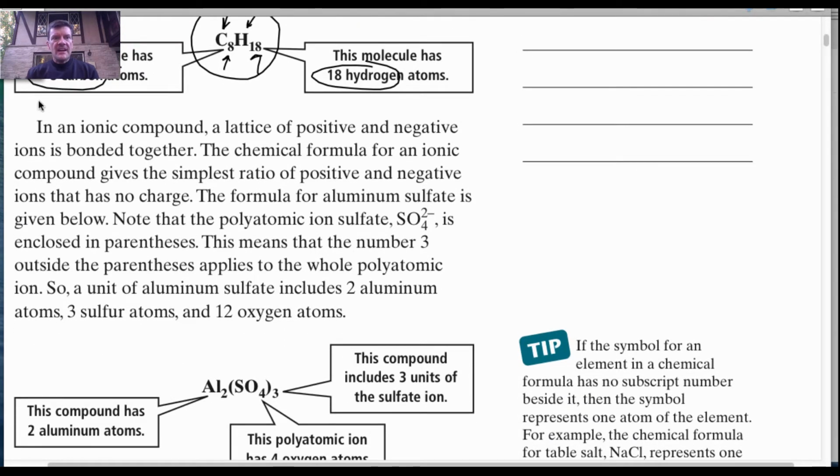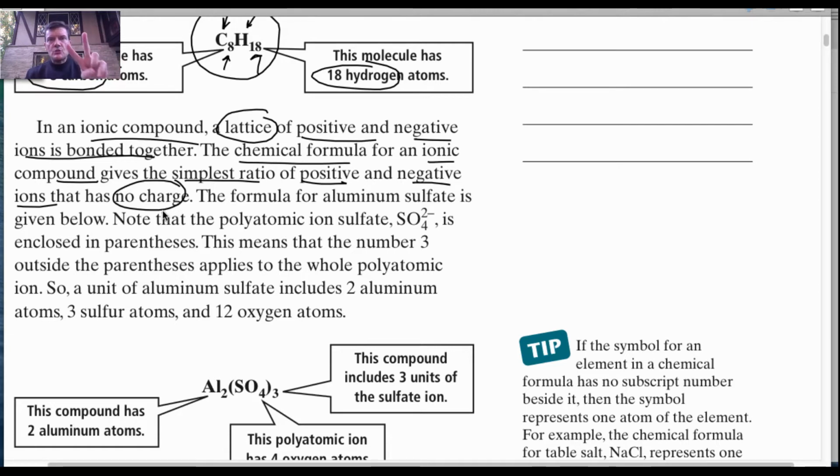Now, in an ionic compound, remember there's a collection, or an array, sometimes called a lattice, of positive and negative ions that are bonded together. Okay? And we can write a chemical formula for an ionic compound, and that is going to give us the simplest ratio of positive and negative ions that come together so that the overall compound is neutral and has no charge. Okay? So we're first going to look at ionic compounds.